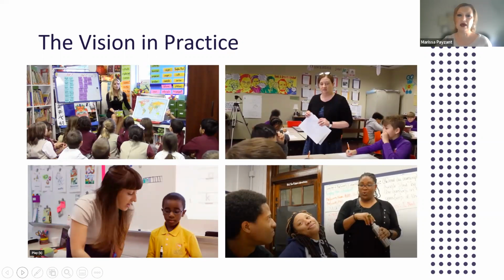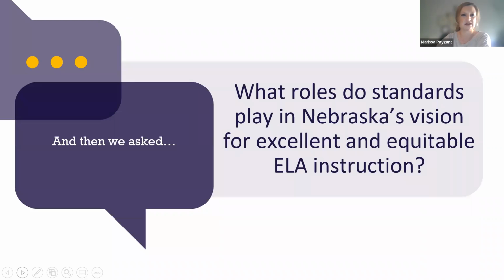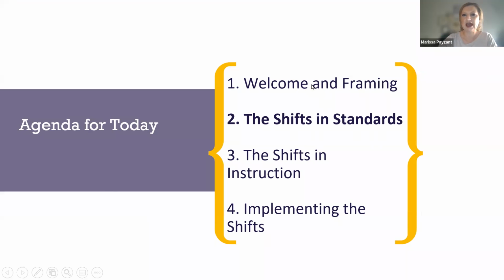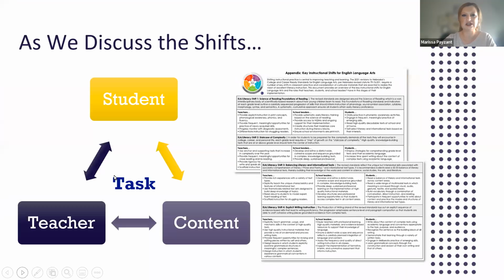Okay, so session one, everybody got to watch a little footage from four different classrooms, and there was some reflection to do on what folks saw in terms of the instructional vision, how that plays out in these different exemplars of excellent literacy instruction. We talked a little bit about the roles that standards play in our vision for excellent and equitable ELA instruction. That was all part of session one. So today, I've given a little bit of welcome and background context here. Now we're going to talk about the shifts in the standards, and then what's expected in terms of shifting our instruction to help students meet these standards. So that's the agenda for today.